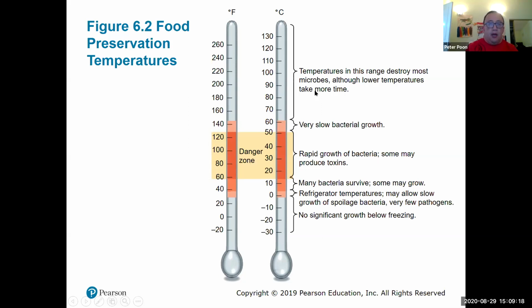This is the dangerous temperature, right? The rapid growth of bacteria is between room temperature and kind of high, but not cooking temperature. When you freeze stuff, you really don't have a lot of growth of bacteria. The colder you get, so your freezer is -20 right here, there's very little growth right there.